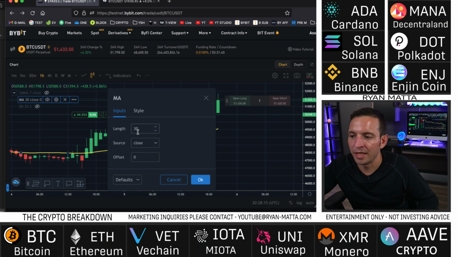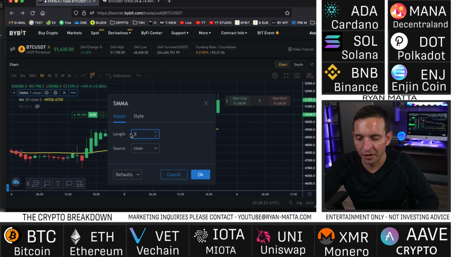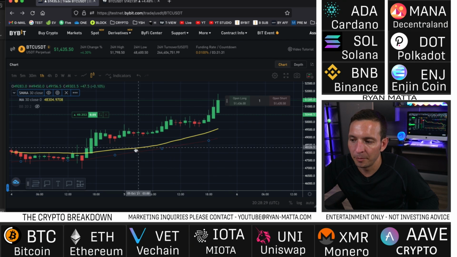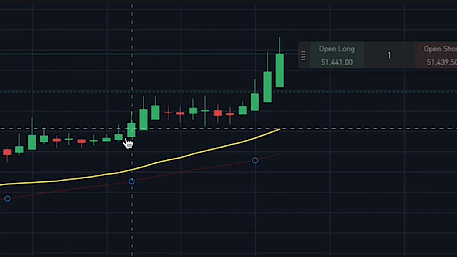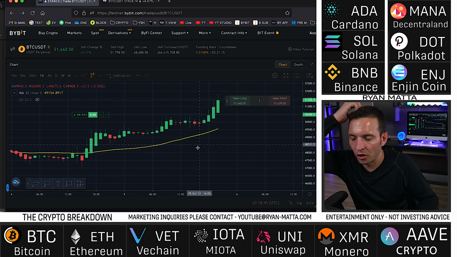I personally always have my length set to 30, and those are my styles. So I just use a plain moving average. Some people will use a smooth moving average, and I'll come over here and set that to 30 as well. And you can see it's just a little bit different, but we're talking about a regular moving average. What are the candles more closely related to? The red or the yellow? The yellow. So you don't need a smooth or a weighted or anything of the sort. Just a regular MA, just your regular moving average is all you really need.